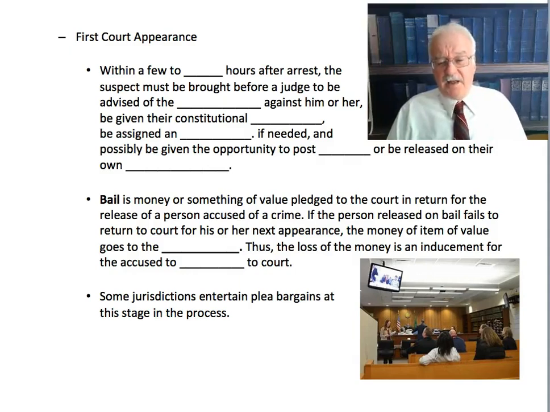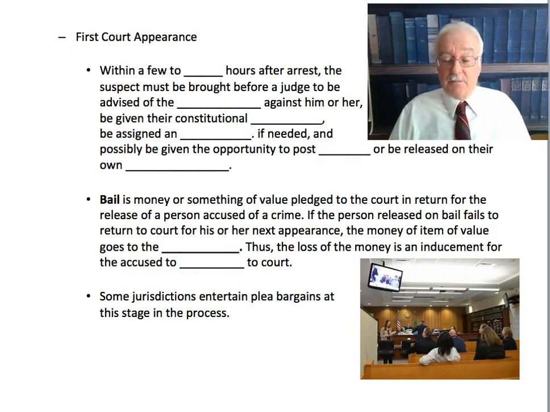And finally, the person before this judge will be given an opportunity to post bail or be released on their own recognizance. And we discussed this earlier in the first part of this lesson. So bail is money or something of value pledged to the court in return for the release of a person accused of a crime. If the person released on bail fails to return to court for his or her next appearance, the money or item of value, maybe a house or a car, goes to the court. So the loss of the money or property is an inducement for the accused to return to court.